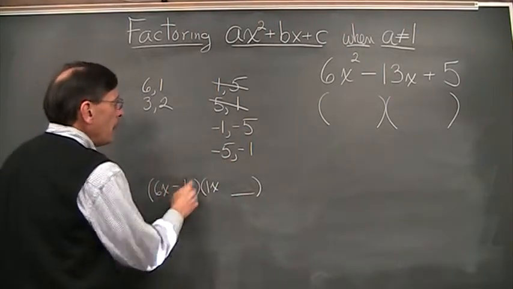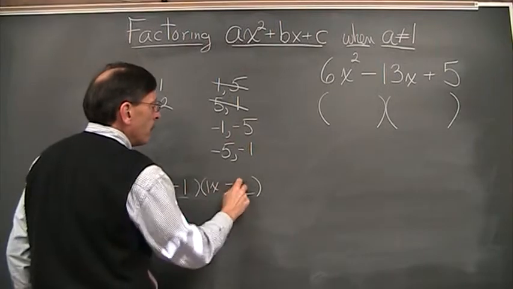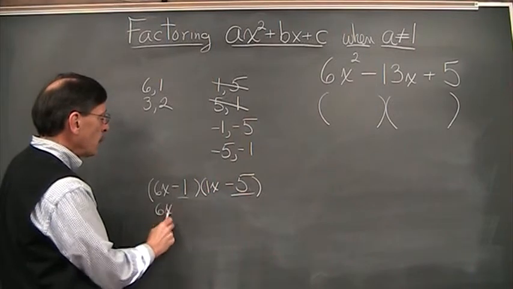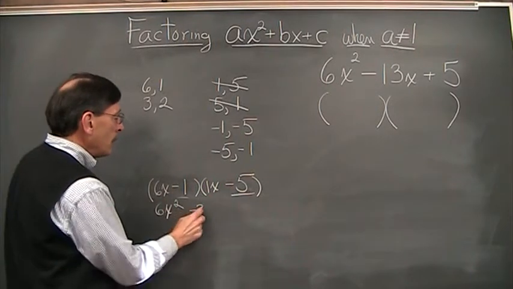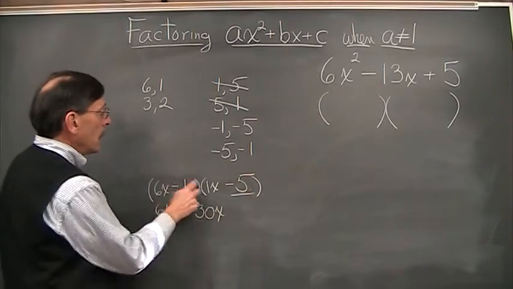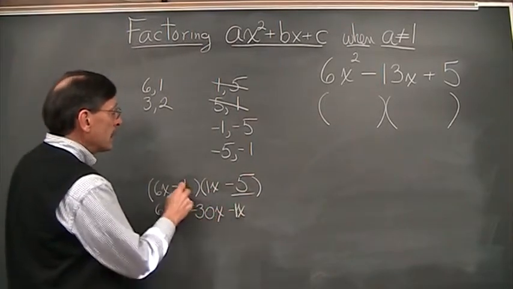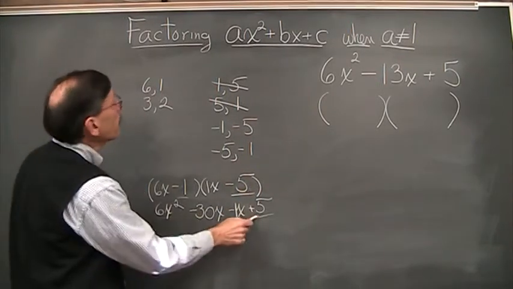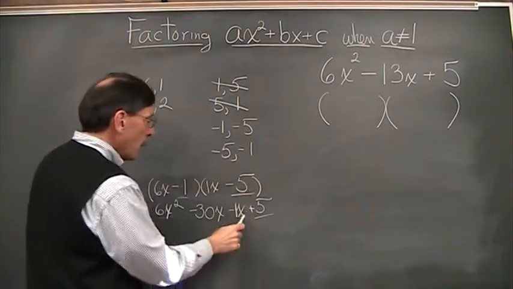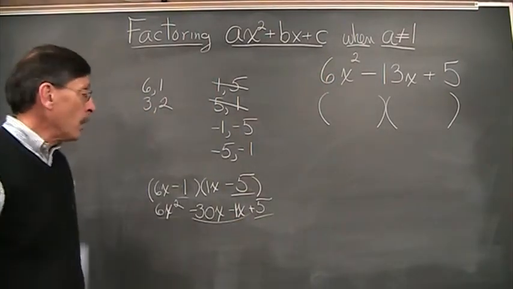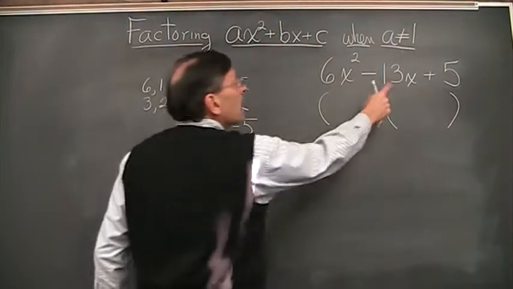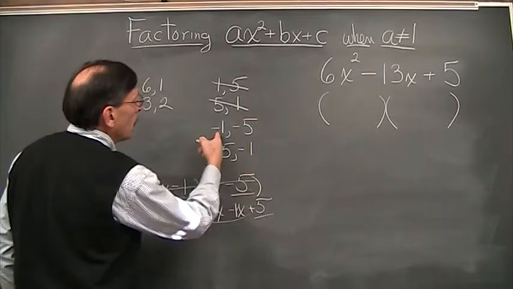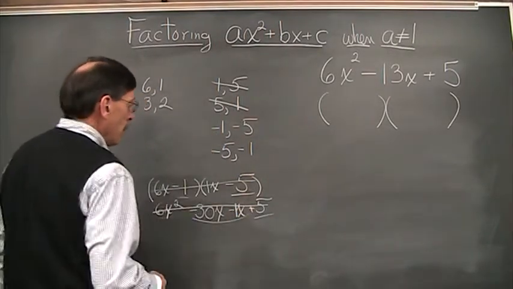So let's put a negative 1 in the first position, a negative 5 in the second position, and let's FOIL it. 6x times 1x is 6x squared. 6 times a negative 5 is a negative 30x. Ooh, that looks big. Negative 1 times x is a negative 1x. Negative 1 times a negative 5 is a plus 5. And we see the 6x squared and the plus 5 are just fine. However, the middle term, negative 30 and negative 1 is negative 31x. Doesn't check. I want negative 13x. So this first pair here does not work.